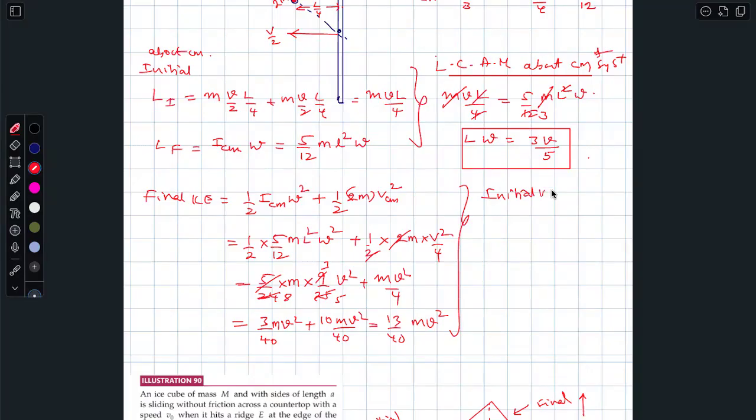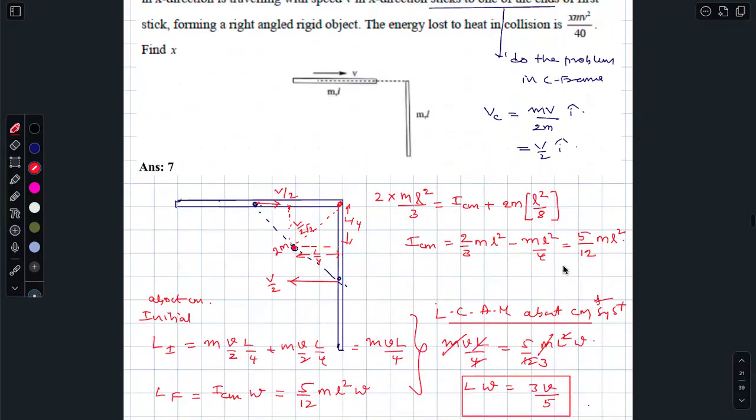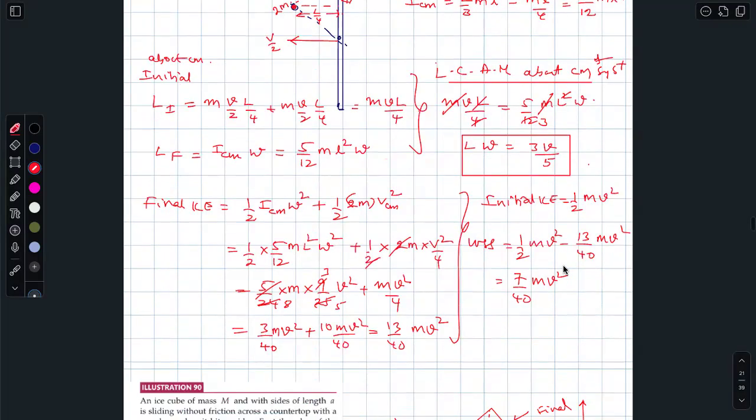Initial KE is half mv square. So loss is half mv square minus 13/40 mv square, which is 7/40 mv square. That's all. I got the answer. 7/40 mv square. I didn't do anything differently.